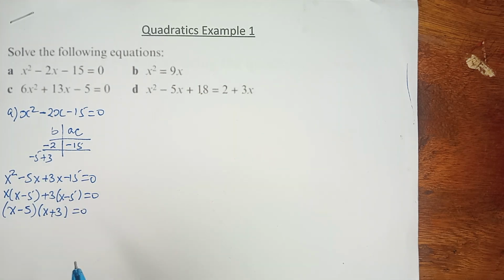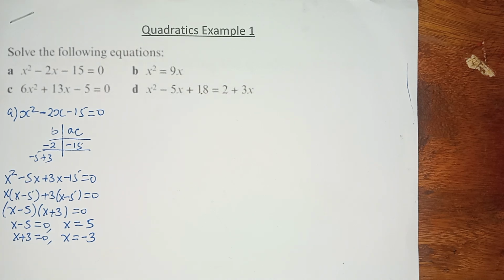In this case, we have two numbers which are multiplied to give us 0. It is either the first number is 0 or the second number is 0, or both of them are 0. If we take the first one to be 0, we are simply saying x minus 5 could be 0. If this is true, x is equal to 5. If it is now x plus 3 which is 0, then x is equal to -3. And that is the end of that question.